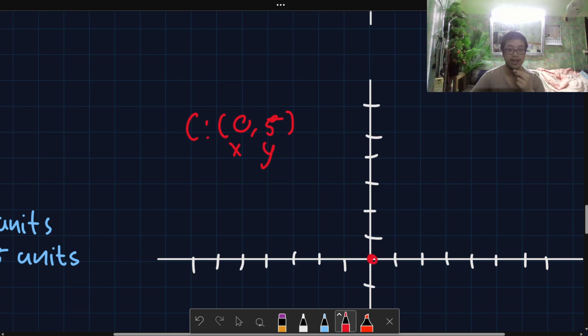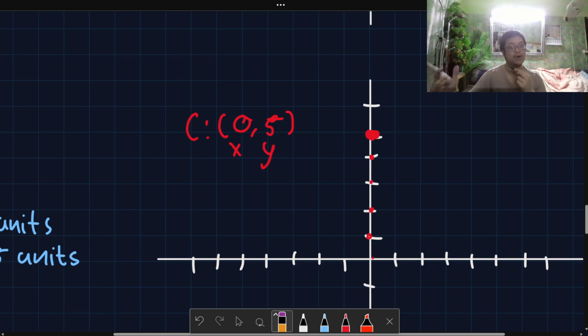Origin, forgive me. You're going to start at the origin, then you're going to count to the right or to the left. So here's the problem: your x is 0. That means you're not going to count to the right or to the left. Just leave it like that. However, for your y, it's 5 units. Since it's positive, you're going to move 5 units upward. So 0, 1, 2, 3, 4, and 5. This is your center. That is your center.